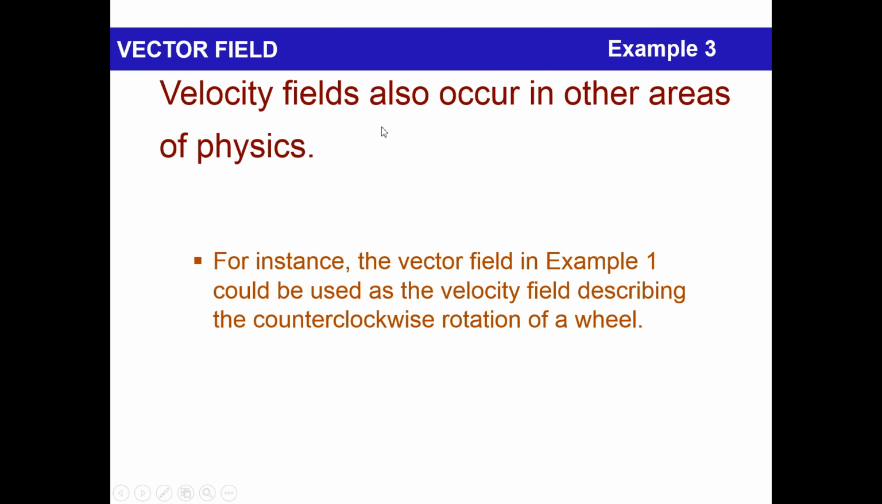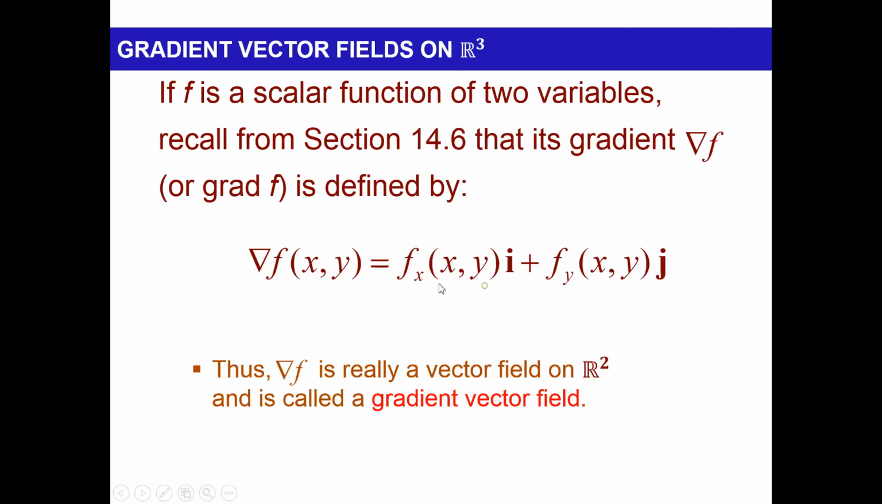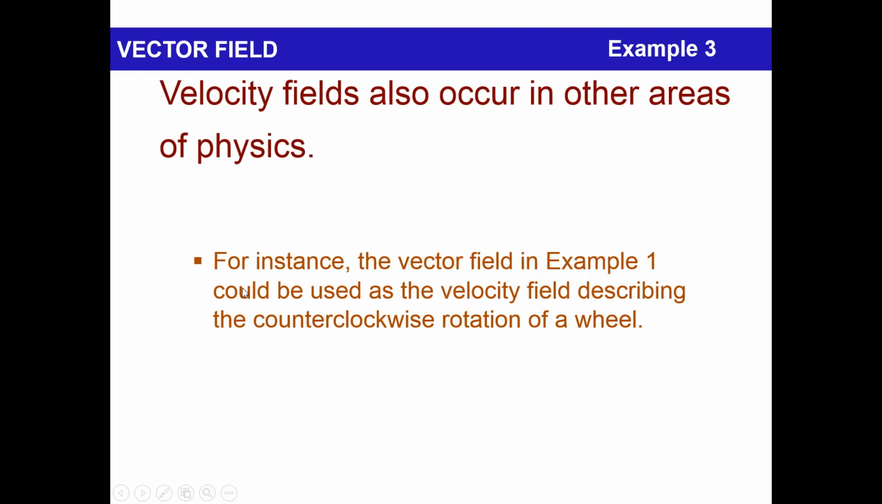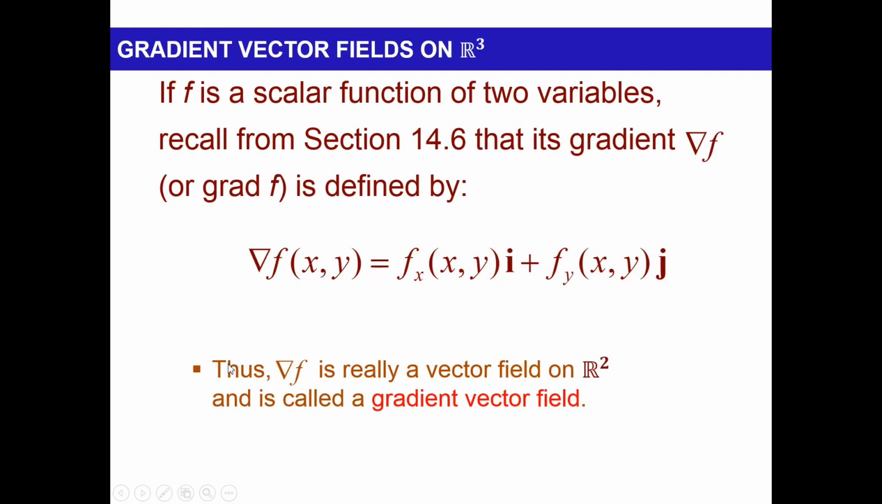Velocity fields also occur in other areas of physics as well. For instance, the velocity vector in example 1 could be used as a velocity field describing the counterclockwise rotation of a wheel.